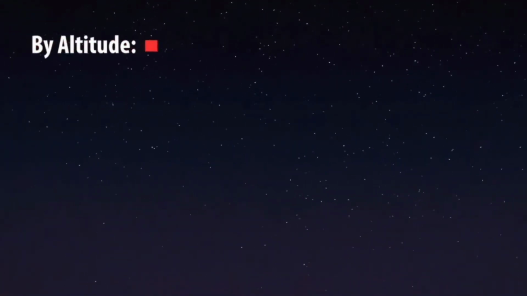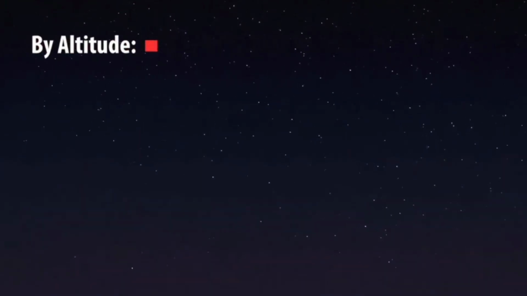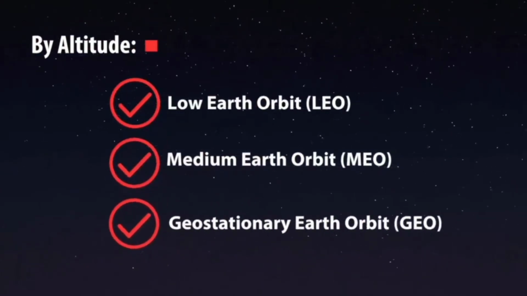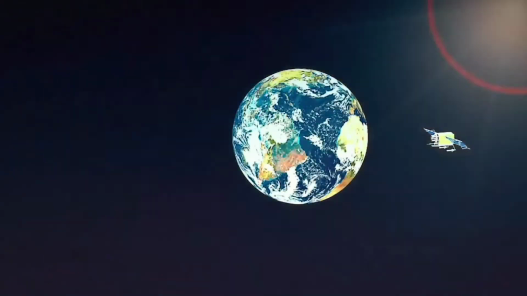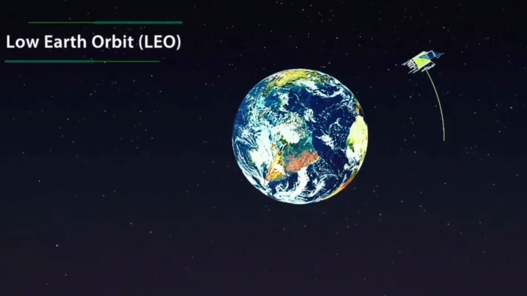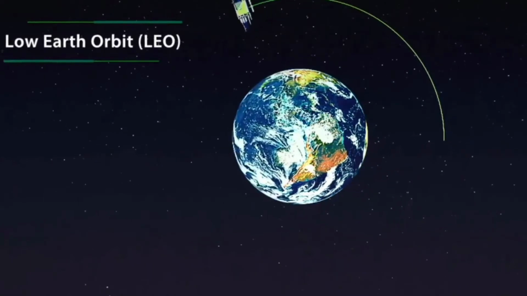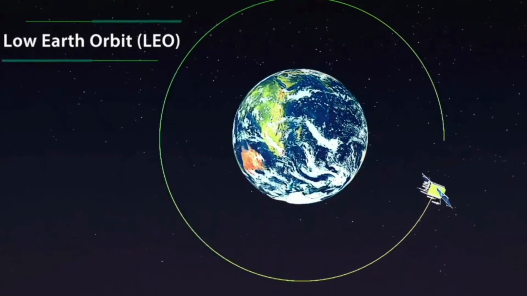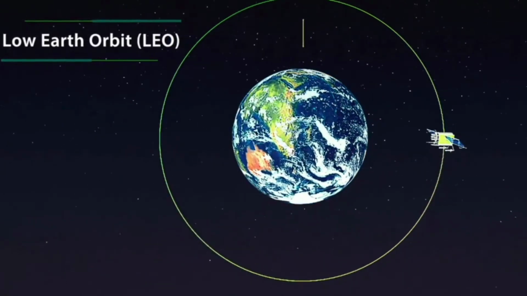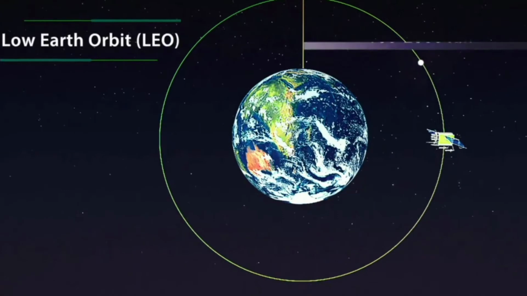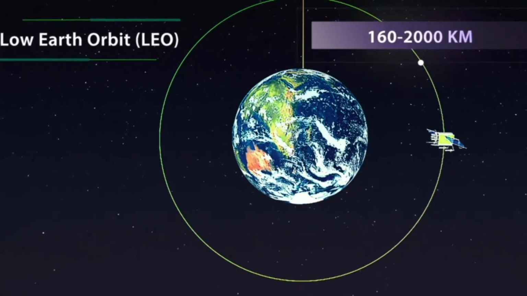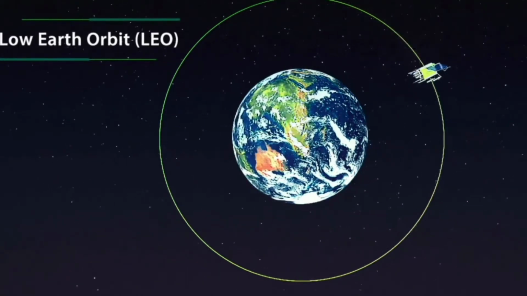By altitude. Low Earth orbit, medium Earth orbit, geostationary Earth orbit. Low Earth orbit, that is LEO. Its altitude is 160 to 2000 kilometers.